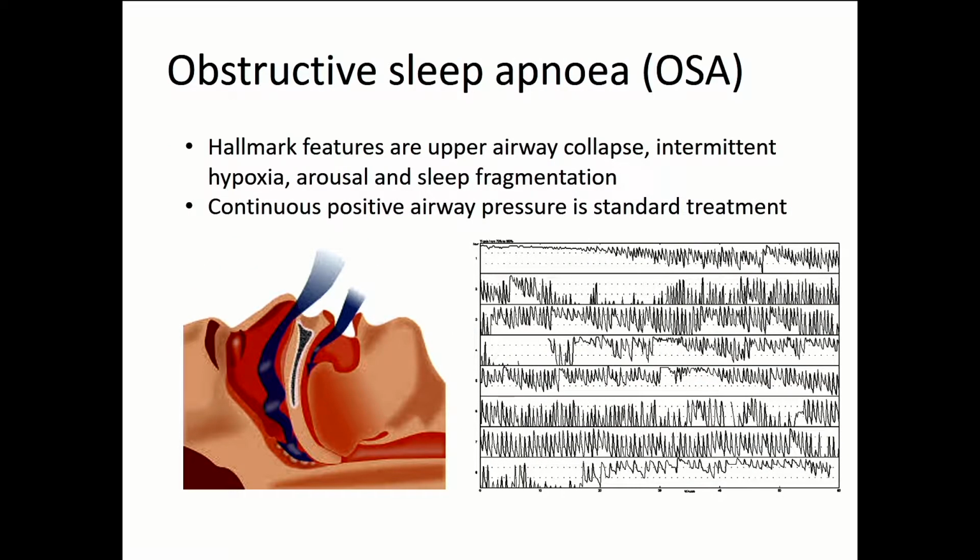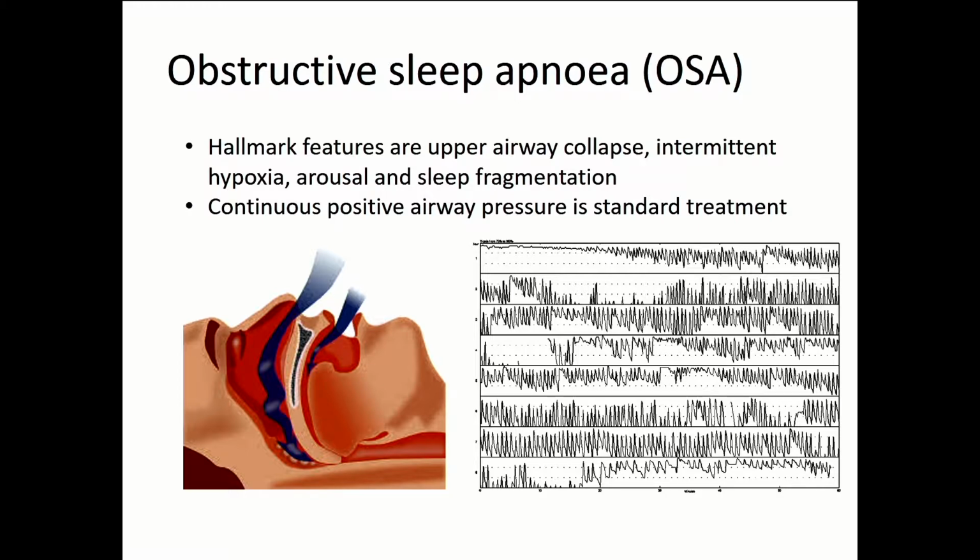So just to recap, obstructive sleep apnea is a very common condition and has several hallmark features. The diagram on the left really illustrates the predominant hallmark feature of cessation of airflow at night. So when a patient goes to sleep, the muscle tone is reduced around the upper airway dilator muscles, and the tongue narrows the space in the throat, and airflow stops.